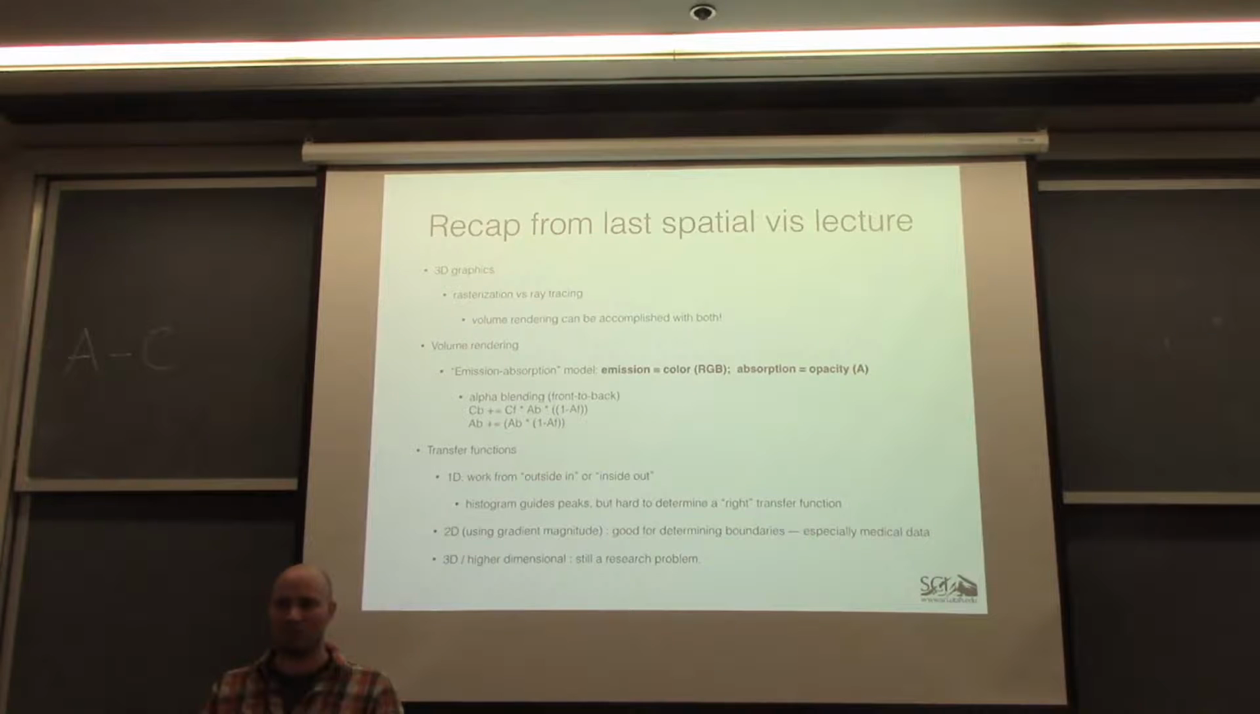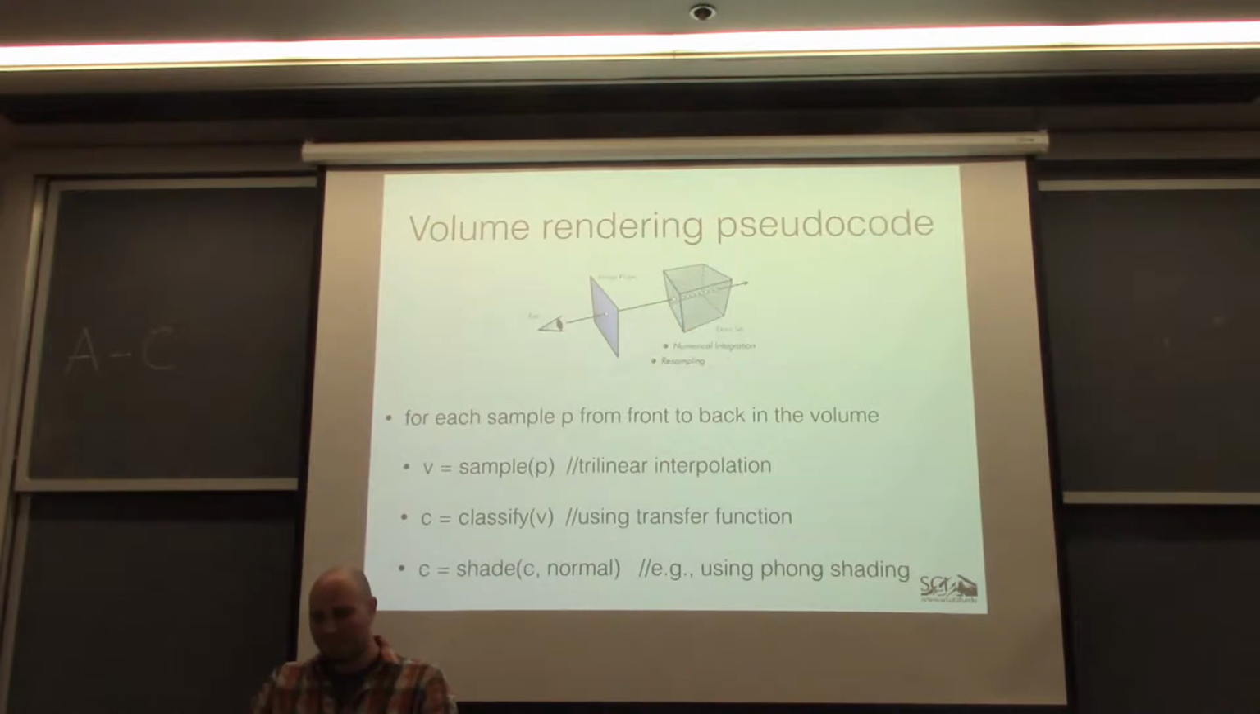And then you have 3D and higher dimensional range transfer functions, which are, I'd say, still an ongoing research problem. And I pointed you to two papers in the last lecture. But I would be amazed if most people would end up reproducing this, not for the faint of heart. So again, the volume rendering pseudocode.